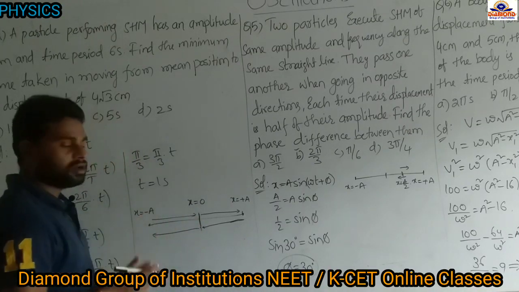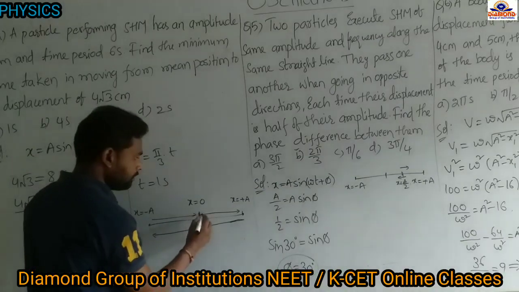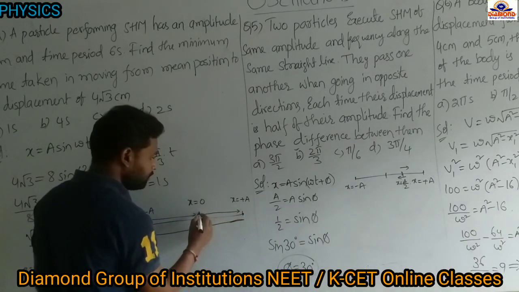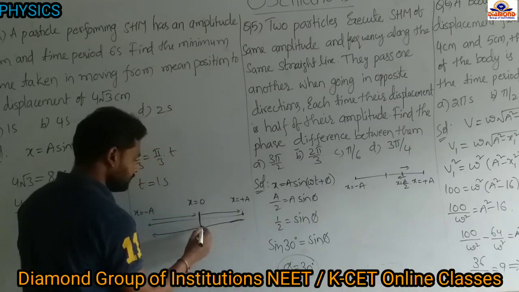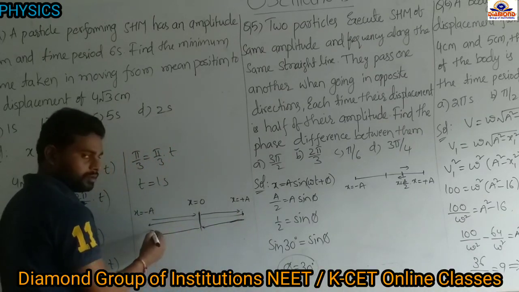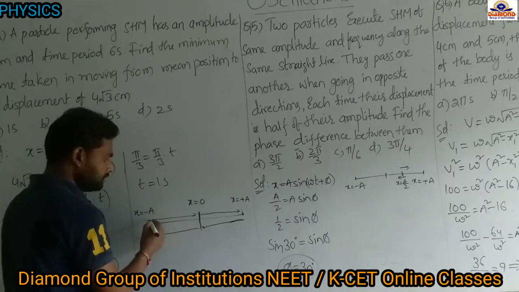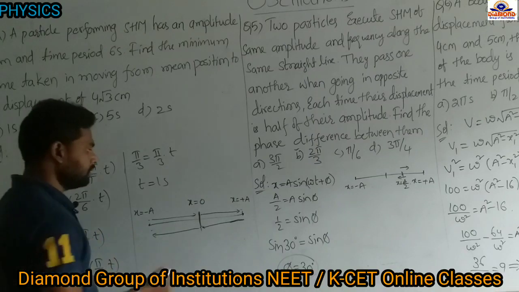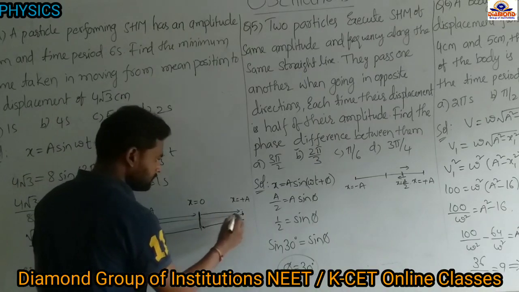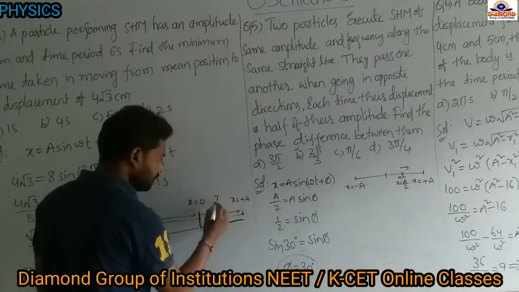So here we have 4 parts. From the mean position to the extreme is one part, extreme to the mean position is another, mean position to the other extreme is one more, and that extreme back to the mean is the fourth. I am dividing this into 4 quadrants. So the mean position to the maximum amplitude plus a is the first quadrant.